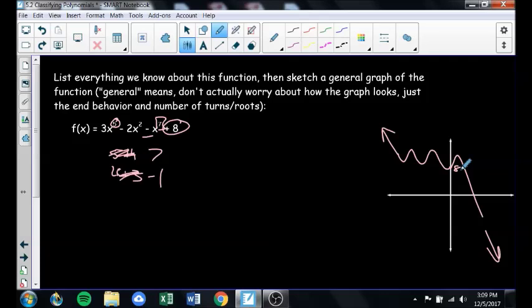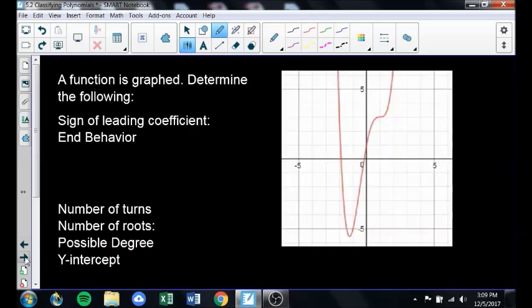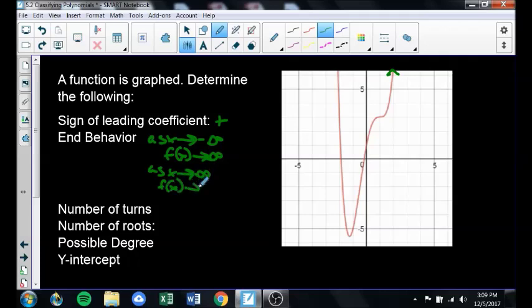So I would say as x goes to infinity, f of x goes to negative infinity. As x goes to negative infinity, f of x goes to infinity. But I don't want to write that one out. Finally, we'll do the opposite. Here's a graph. What's the sign of the leading coefficient? We know the leading coefficient is going to be positive because the right side is pointing up. The right side tells you the leading coefficient sign. The end behavior, these are both going up. So as x goes to negative infinity, f of x goes to infinity. And as x goes to infinity, f of x goes to infinity.